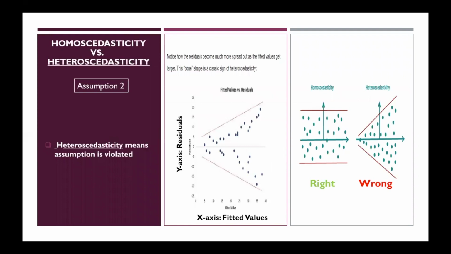Now, coming back to the assumption of homoscedasticity, the opposite of homoscedasticity is heteroscedasticity. As you can see in the slide, the first graph shows the residuals on the y-axis and the fitted values on the x-axis. There is some kind of pattern that the scatter plot is making. The pattern is something like, as the value of x is increasing, the value of residuals is also increasing. This is called heteroscedasticity.